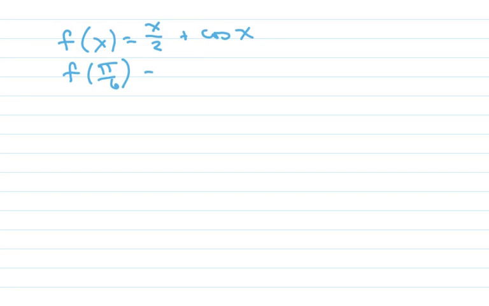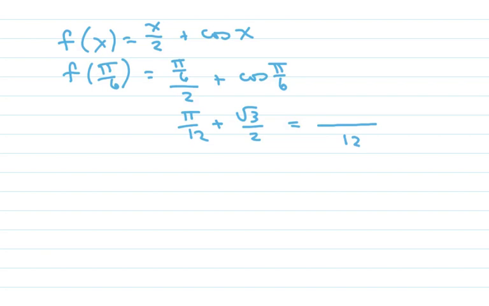So what I'm going to do is take my equation, f of x equals x over 2 plus cosine of x, and I'm going to plug in pi over 6. So you get pi over 6 divided by 2 plus cosine of pi over 6. This is going to be pi over 12 plus square root of 3 over 2. If you want to put this all over 12, you would have pi, and we need to multiply this by 6, so this would be 6 square root of 3. So the value at pi over 6 is pi plus 6 square root of 3 over 12.